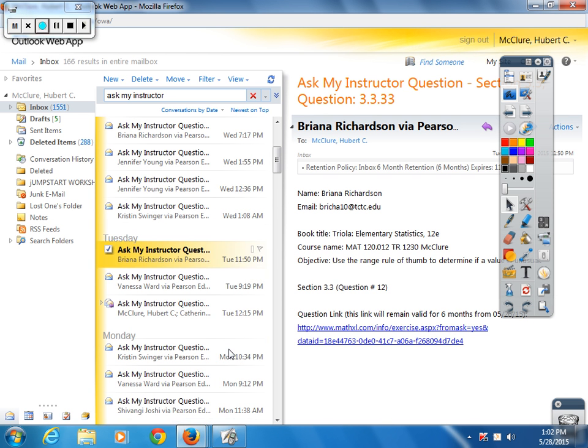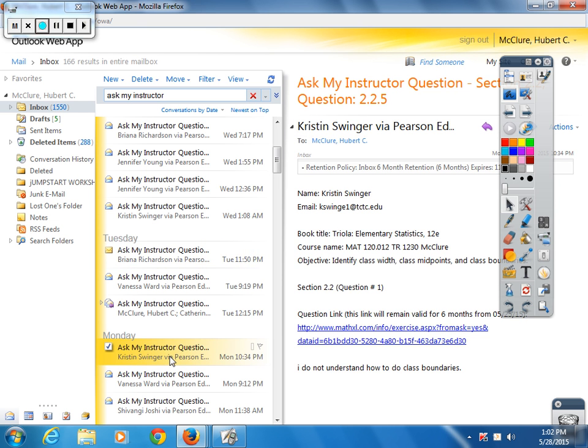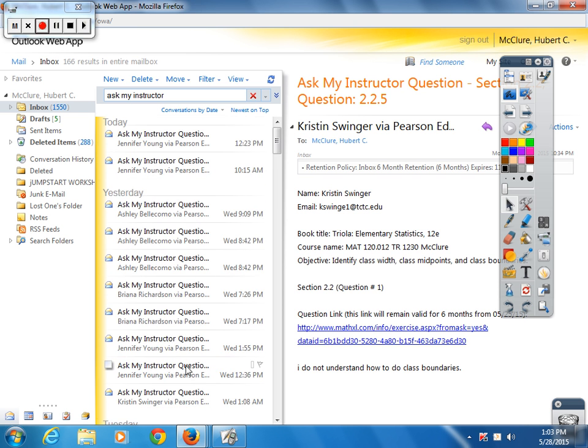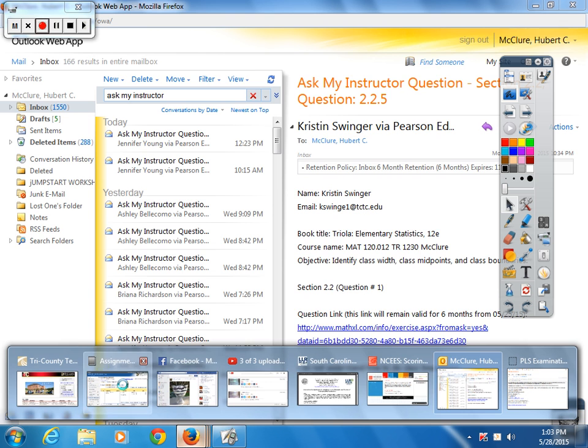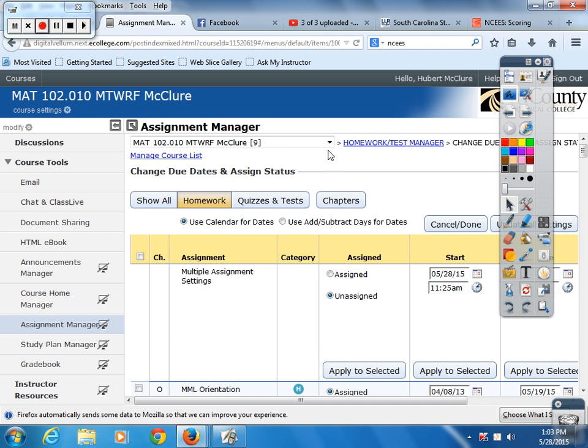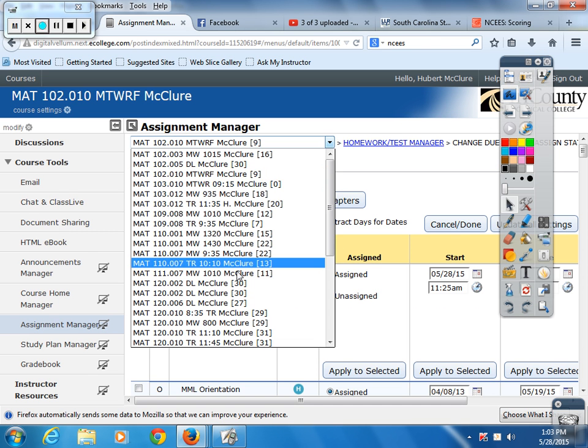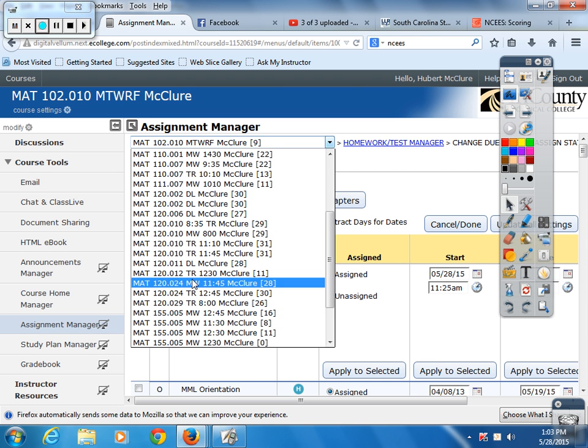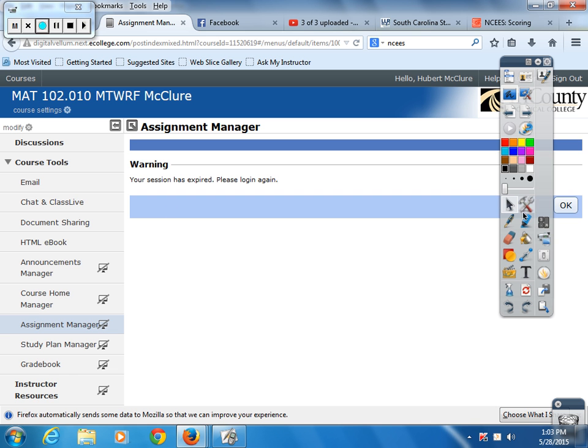Let's see if there's any more. Oh, we went over those. We went over class boundary. I think I went over all those. Okay, so that's basically any homework questions that were sent in. Let's look and make fun of people who hadn't done their homework. 120, y'all are section 12. Let's see. This is so frustrating.